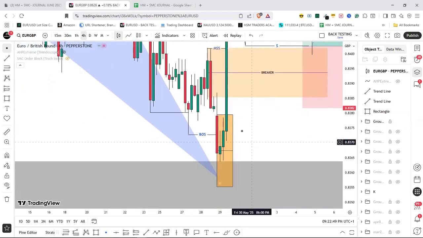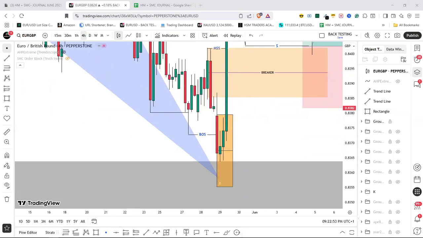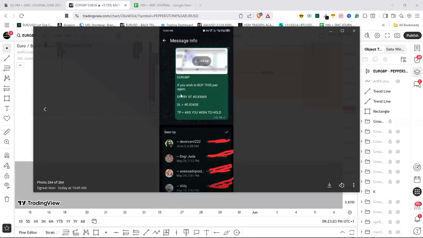And I told you guys that if you still want to, let me see the screenshot of that trade. I think I actually took a screenshot of that. I told you guys that if you still want to take the trade, let me just bring it to screen. Great. I said, if you wish to buy this pair, Euro GDP, entry at this and that. So a lot of people saw the post, I mean, after a few days, that was when they even saw it. So entry at 0.83869.